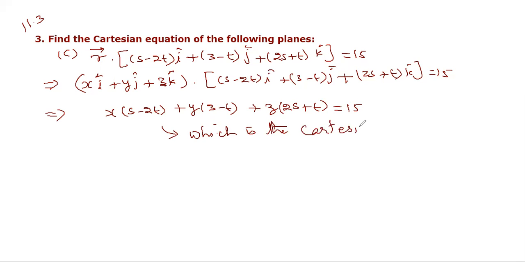So whenever, in any case, if you have a vector equation, you put the value of r and find the dot product, it will always convert into the Cartesian equation. This is the Cartesian equation of the given plane. Okay, so B and C parts you can do it.